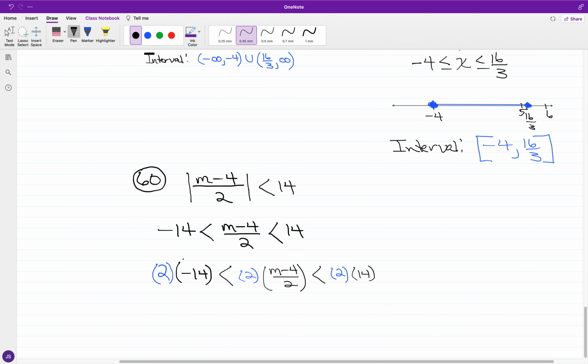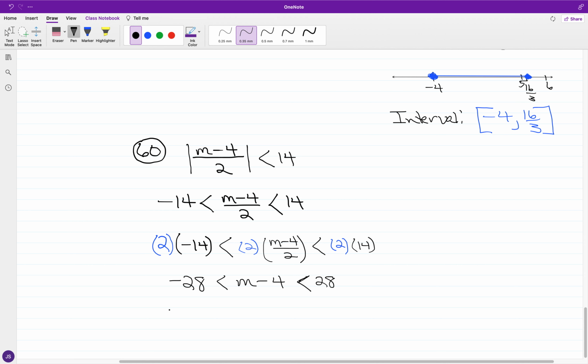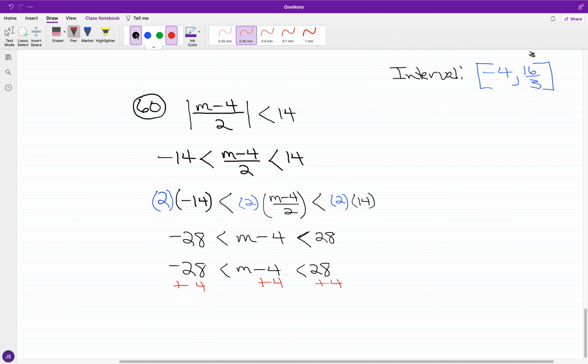So we have 2 times negative 14, so we have negative 28, less than, the 2's are going to cancel out, leaving m minus 4, which in turn is less than 28. So I have m minus 4 in the middle. And if I adjust this to where I have just the variable m, moving the 4 by adding, this will affect not only the middle but also the opposite ends. So 4 is going to be added throughout, at each layer.